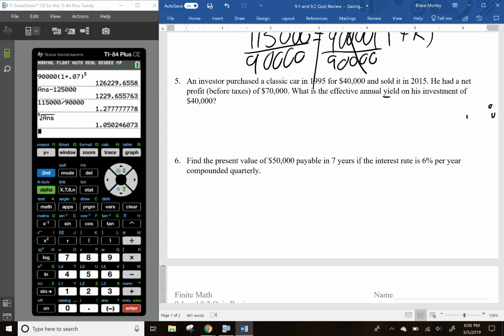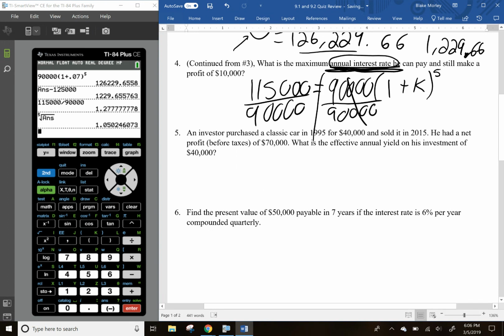Number 5 is very similar to the problem we just did in terms of how we set it up. So an investor purchased a classic car in 1995 for $40,000 and sold it in 2015. He had a net profit of $70,000. What is the effective annual yield on his investment of $40,000?